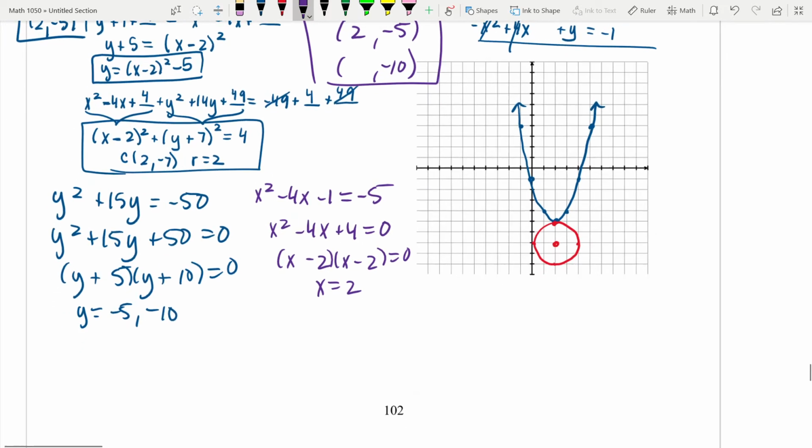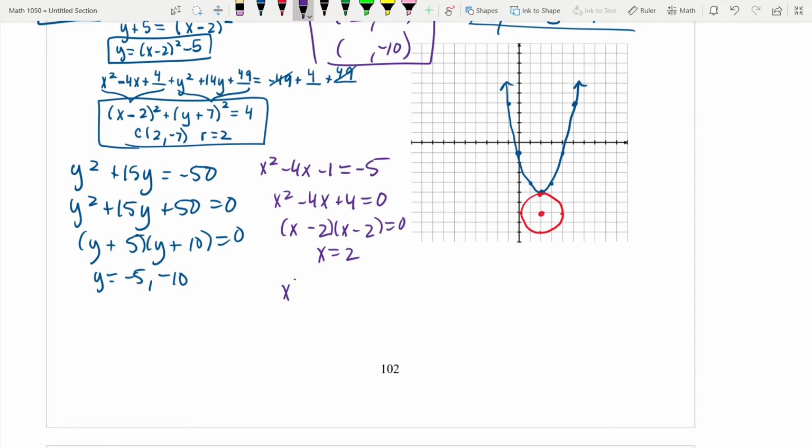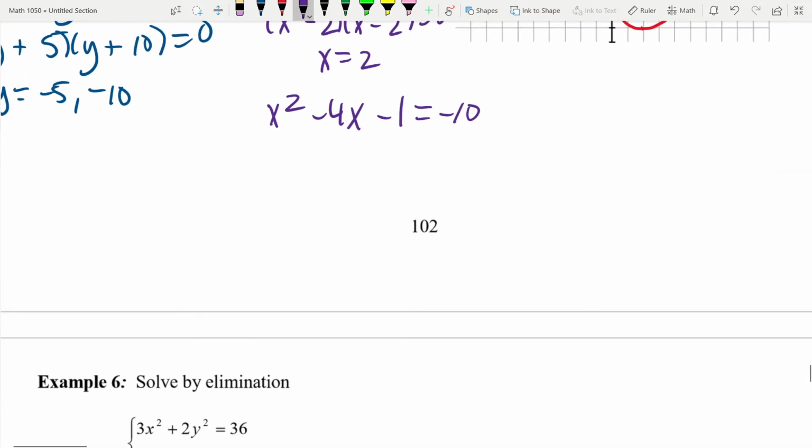Okay, now I'm going to do a negative 10. So everybody go x squared minus 4x minus 1 equals negative 10. Pull my negative 10 over. So I have x squared minus 4x plus 9 equals 0. I can look at that and tell it doesn't factor. I know the solution is not going to work out because I didn't get that answer right graphically.